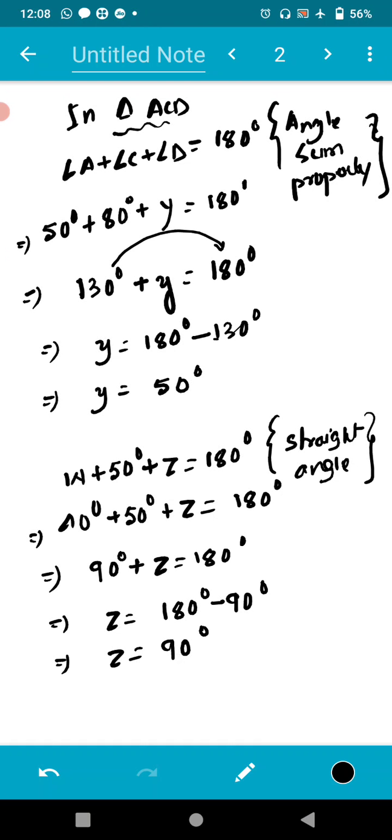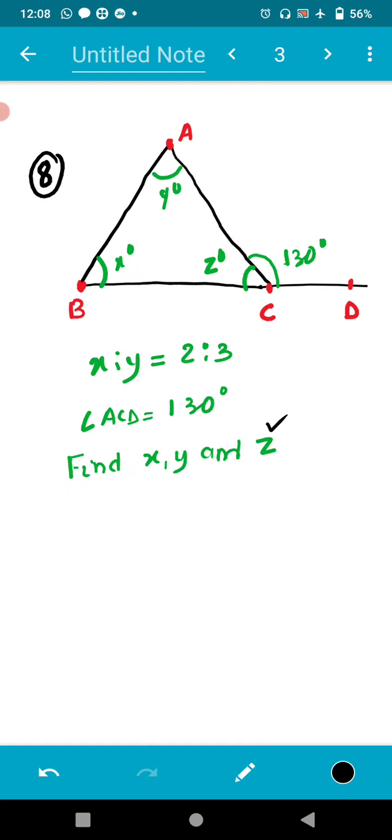Now let's move on to the next question. Yes, now this is question number 8, students, of exercise 15B of R.S. Agarwal. Now this figure is given in the question. Now x, y and z are given, the exterior angle 130 is also given, and the ratio of x and y is also given.